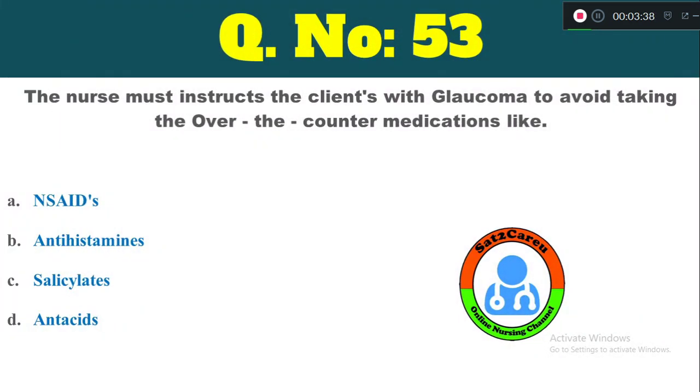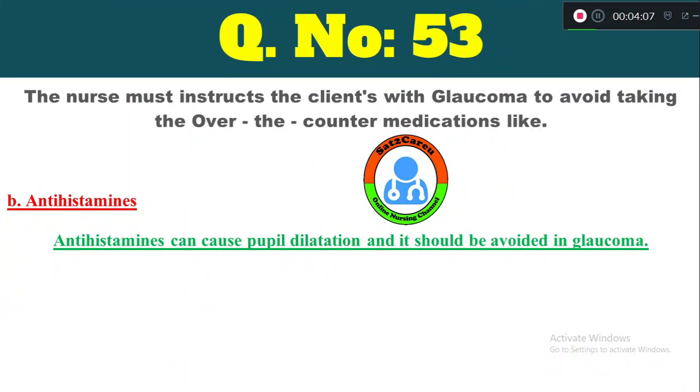Question number 53. The nurse must instruct the client with glaucoma to avoid taking over-the-counter medications like: option A, NSAIDs, B, antihistamines, C, salicylates, option D, antacids. So in a client with glaucoma, which of the following medications should be avoided as OTC? The right answer is option B, antihistamines. These antihistamines can cause pupil dilatation and should be avoided in glaucoma.